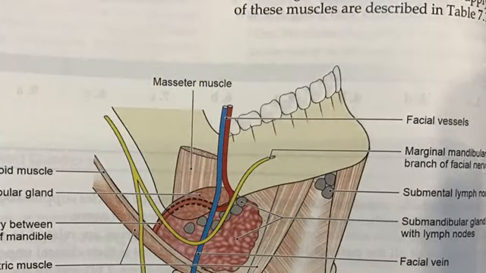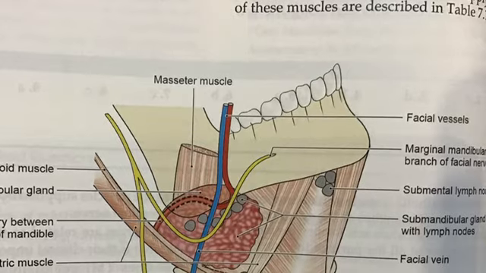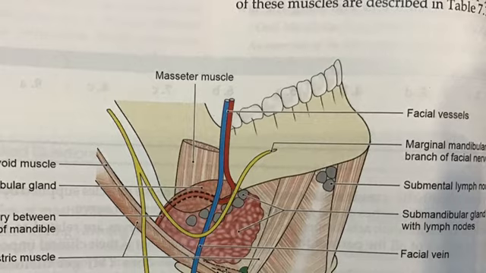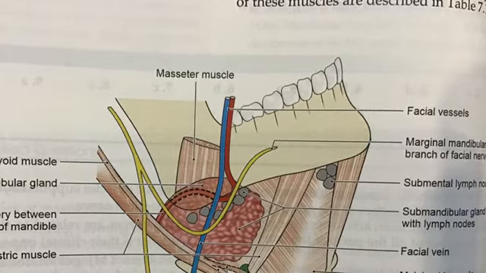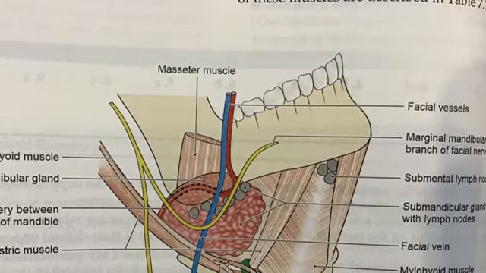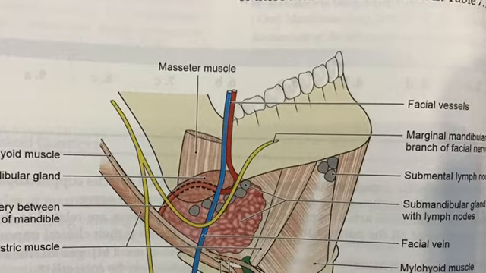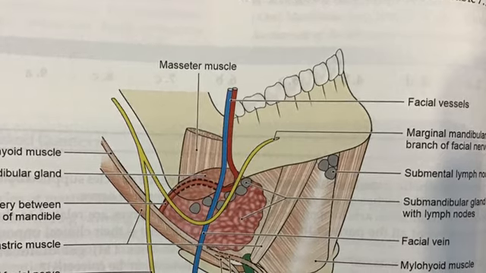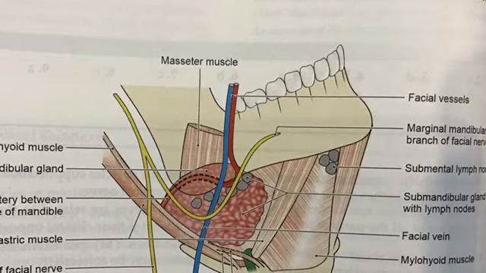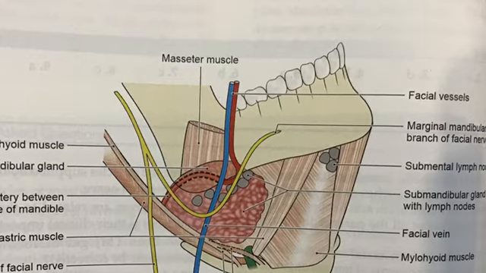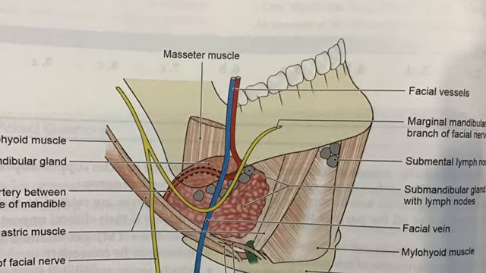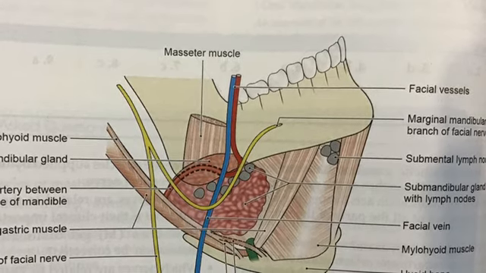This is showing the relation of the marginal mandibular branch of the facial nerve to the submandibular gland. You can see the facial vessels near this submandibular gland, and the nerve is crossing. Facial artery is between the gland and the angle of mandible, and the nerve which is crossing is the marginal mandibular branch of the facial nerve. This is the cervical branch of the facial nerve goes down, marginal branch up.